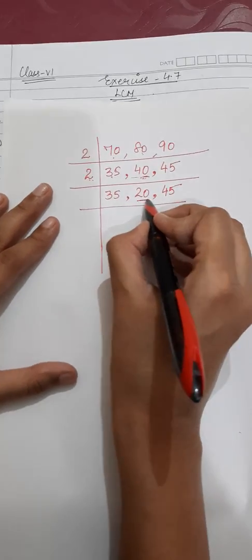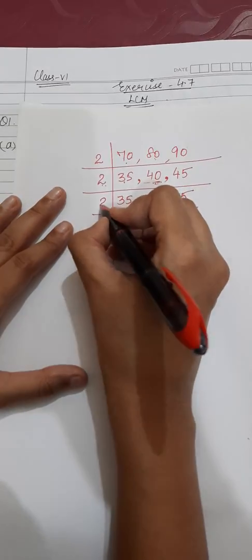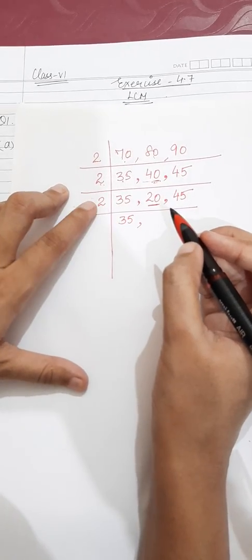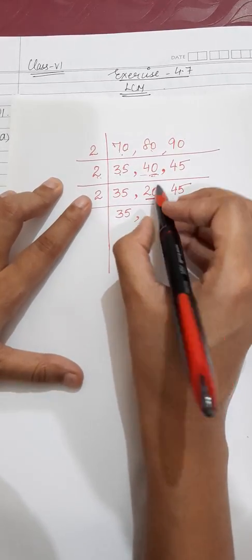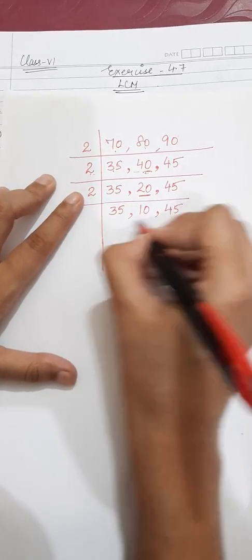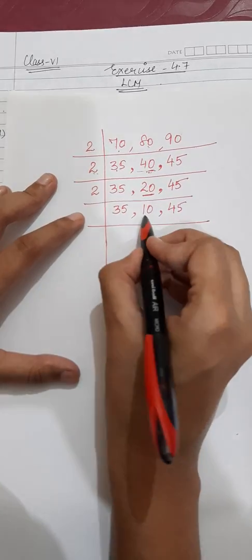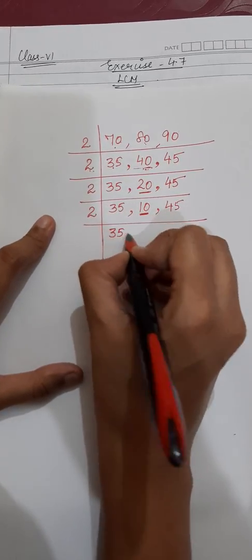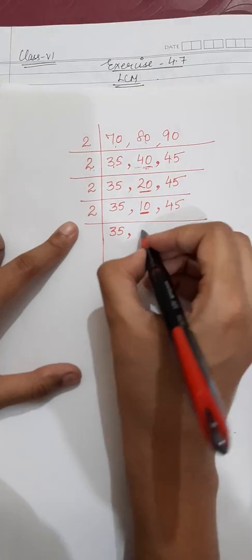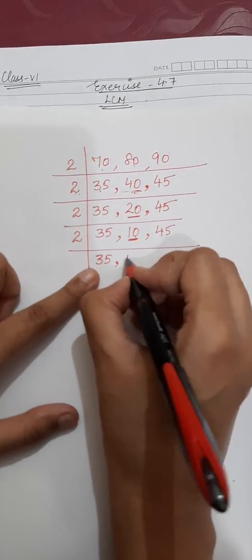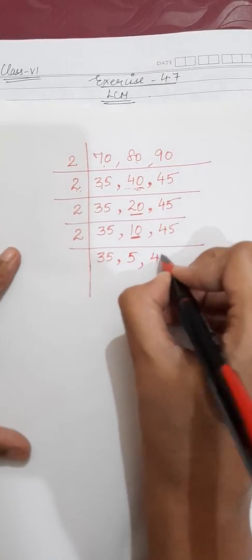Next, again this 20 is divisible by 2, giving 10. 35 will remain as it is because again 35 is not divisible by 2, and 45 also remains. Again this 10 is divisible by 2, giving 5. 35 is not divisible, so I am going to keep it as it is, and 45 is not divisible either, so I keep it as it is.